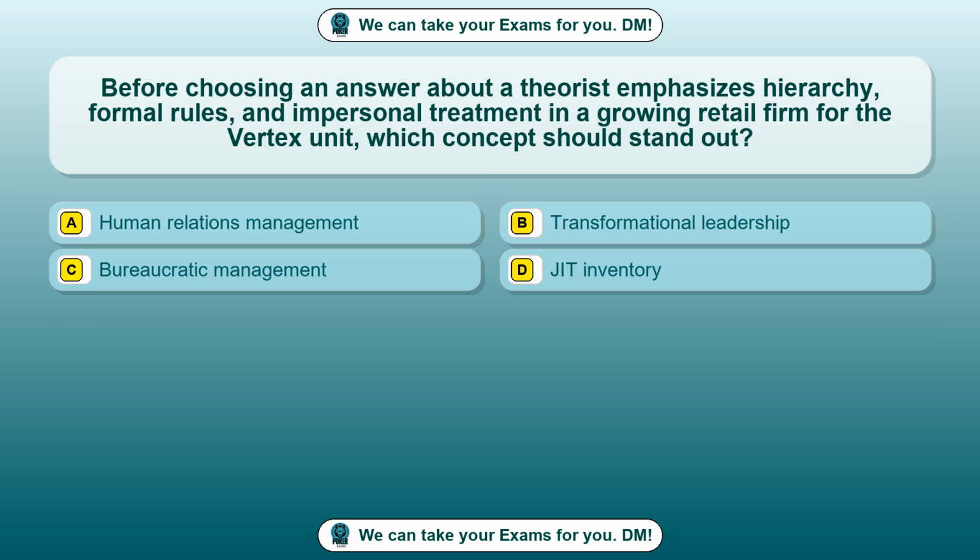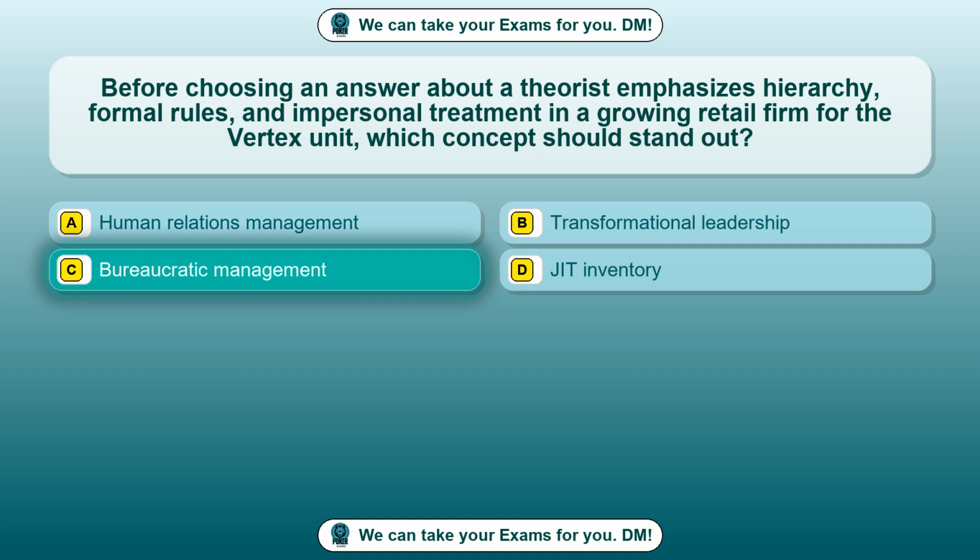Question 68. Before choosing an answer, a theorist emphasizes hierarchy, formal rules, and impersonal treatment in a growing retail firm for the Vertex unit. Which concept should stand out? Option A, human relations management. Option B, transformational leadership. Option C, bureaucratic management. Option D, JIT inventory. The correct answer is option C, bureaucratic management.